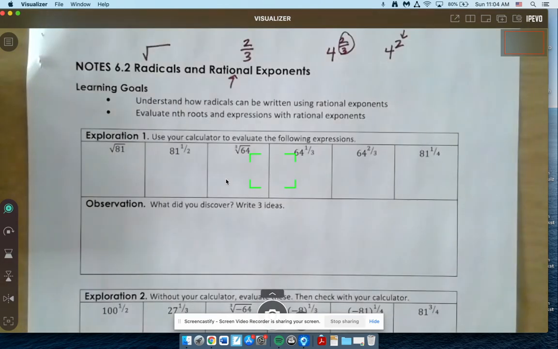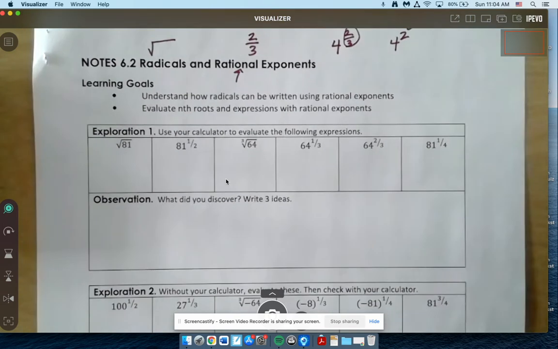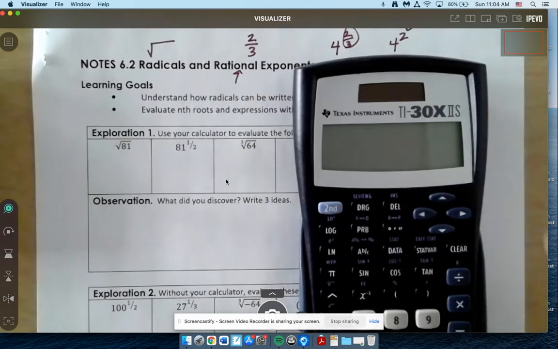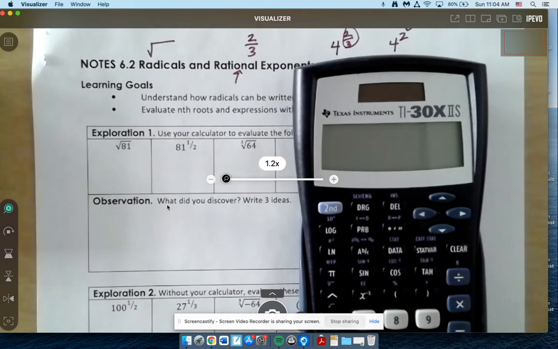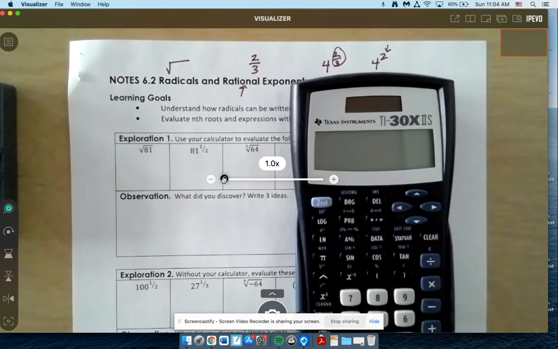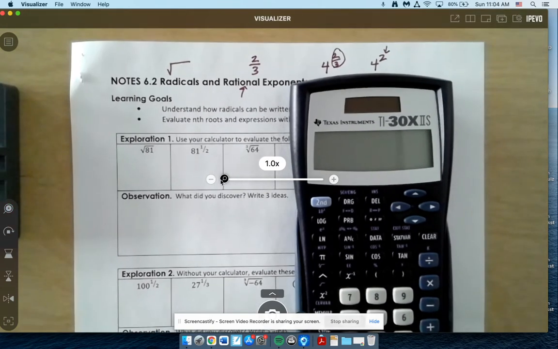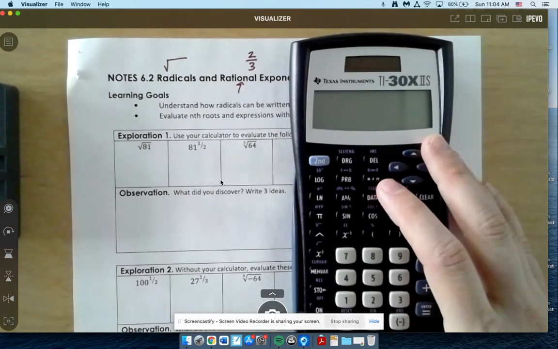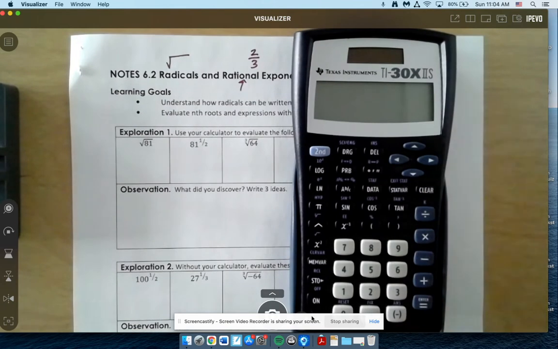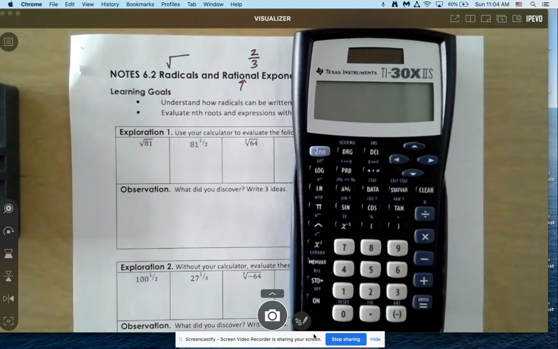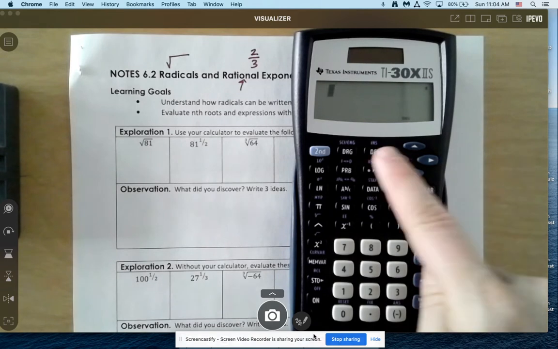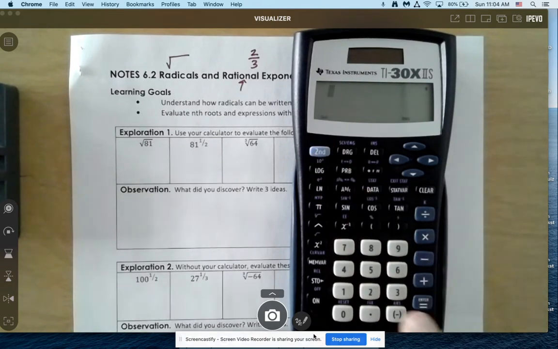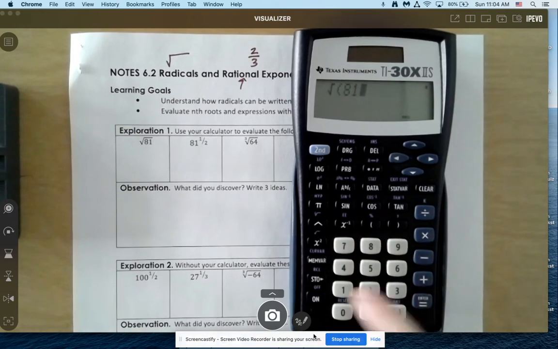All right, so it says use your calculator to evaluate the following expressions. I'm going to have to probably zoom out a little bit so you guys can see my whole calculator. All right, so the first one, I think we should know how to do this one. It's a review, I would hope. So we want to figure out what the square root of 81 is. Remember, you hit second, the x squared button, and then 81. And then you hit equals.